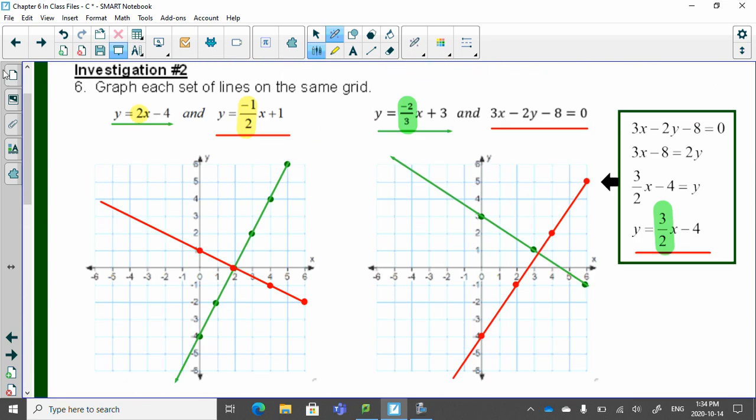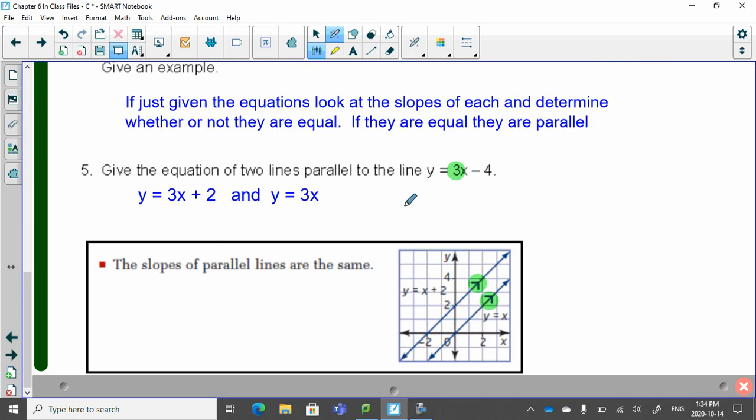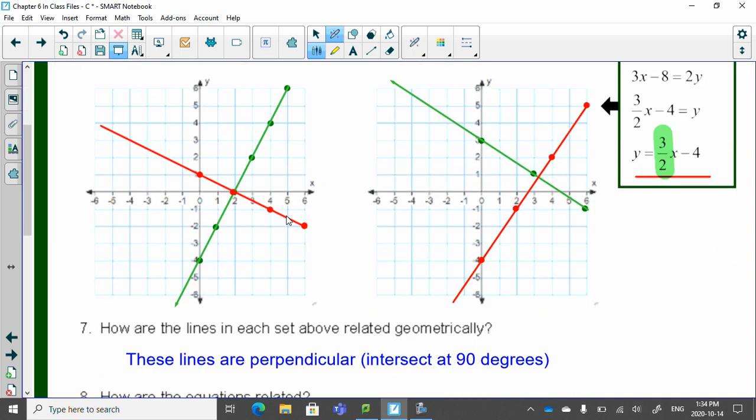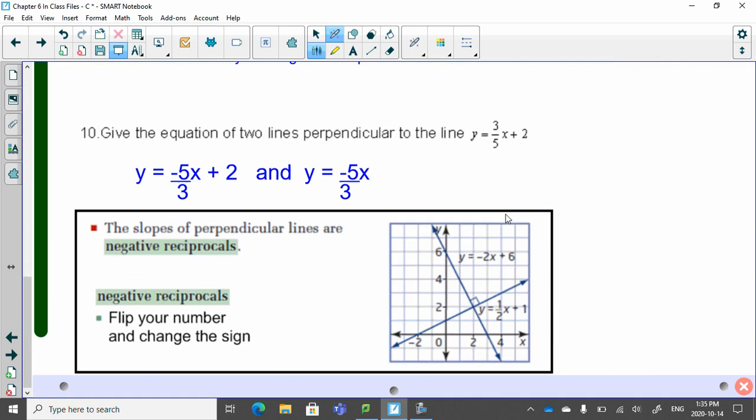So here's all you need to know. Parallel lines have the same slopes. They're the same. Perpendicular lines have negative reciprocals as slopes. It means flip, change your sign. Okay? So hopefully you got that investigation done.